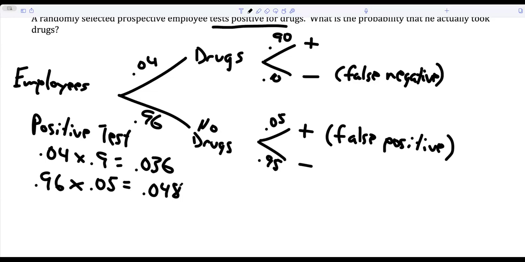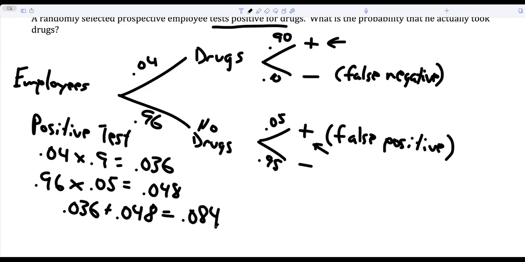So these two outcomes, this positive and this positive, are mutually exclusive because it's not possible to happen at the same time. So I'm going to add these two things together. So 0.036 plus 0.048. Add that together. And when I add those two things together, you should get 0.084. So that is the probability that you get a positive test.